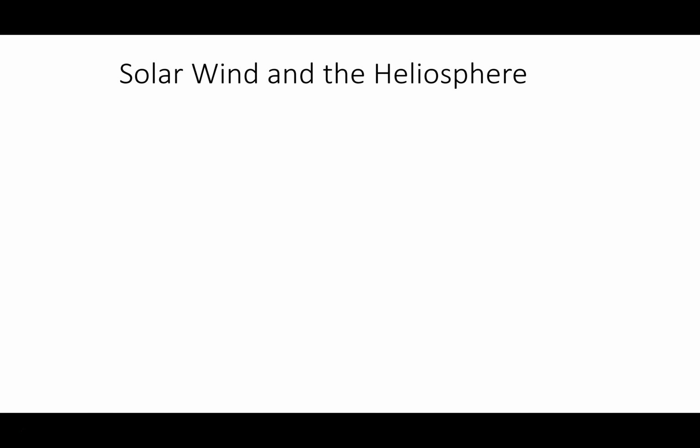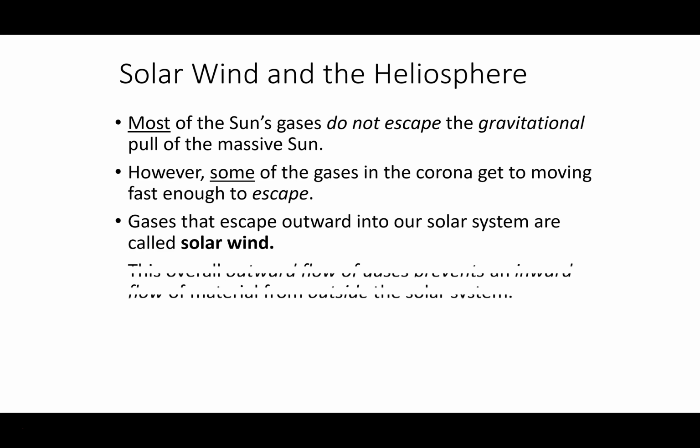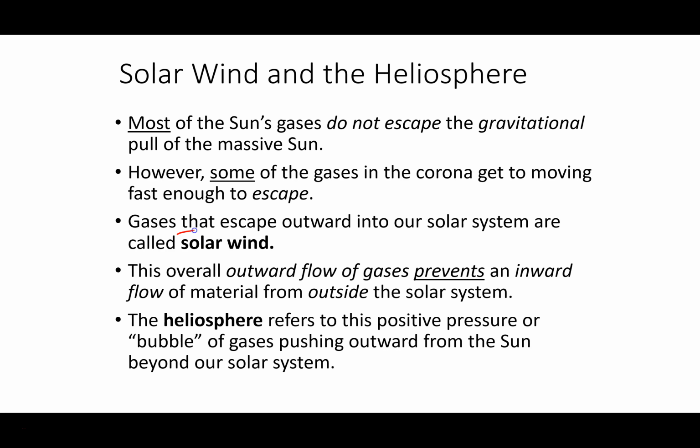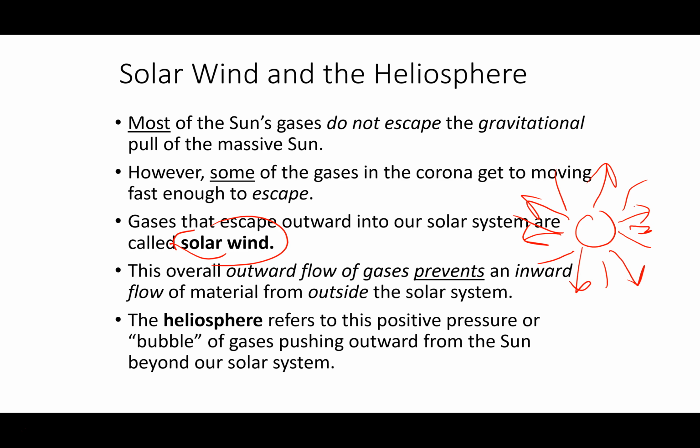Okay. So there'll be a question about solar wind. When the sun turned on about 4.6 billion years ago, it created this outward pressure of moving material, moving photons, which we call solar wind.